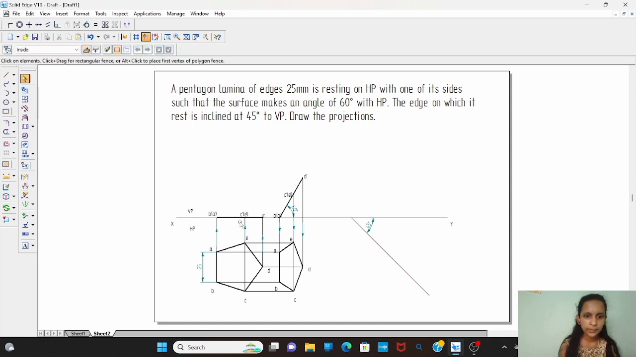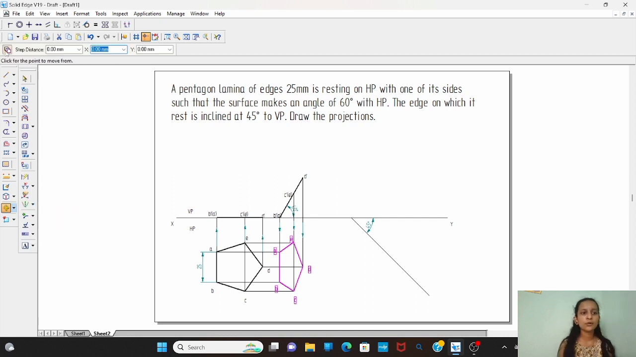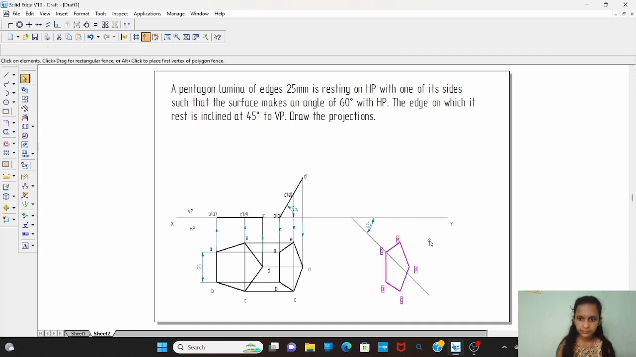So let me select this entire pentagon. I will select the move option and make sure that the copy option is on. Let me select one of its corners and place it on XY line, 45 degree line. Yes, the pentagon is selected. Again, move to rotate option. Select two of its sides or edges and make sure that it will be placed on the 45 degree line.